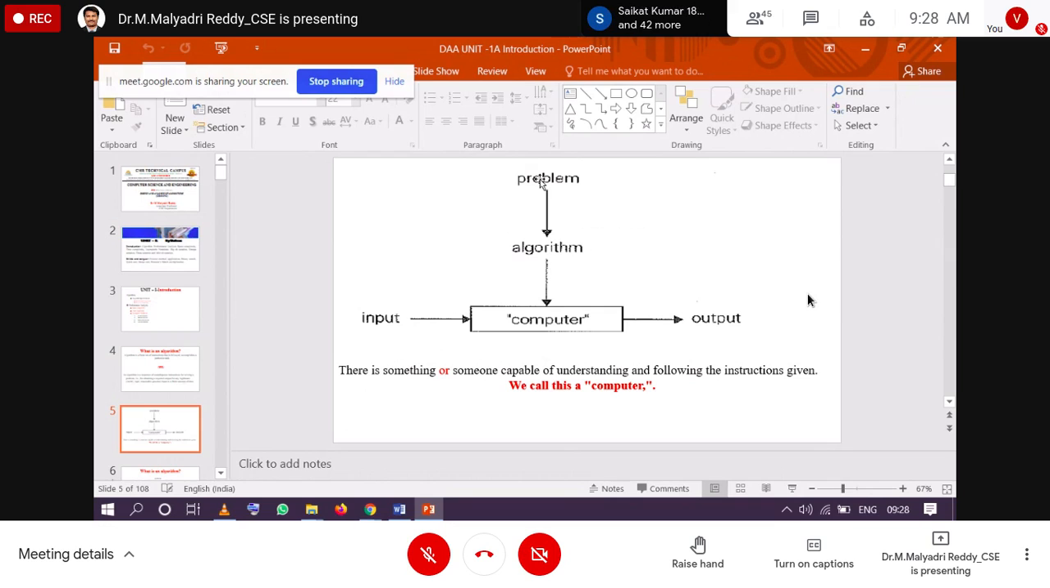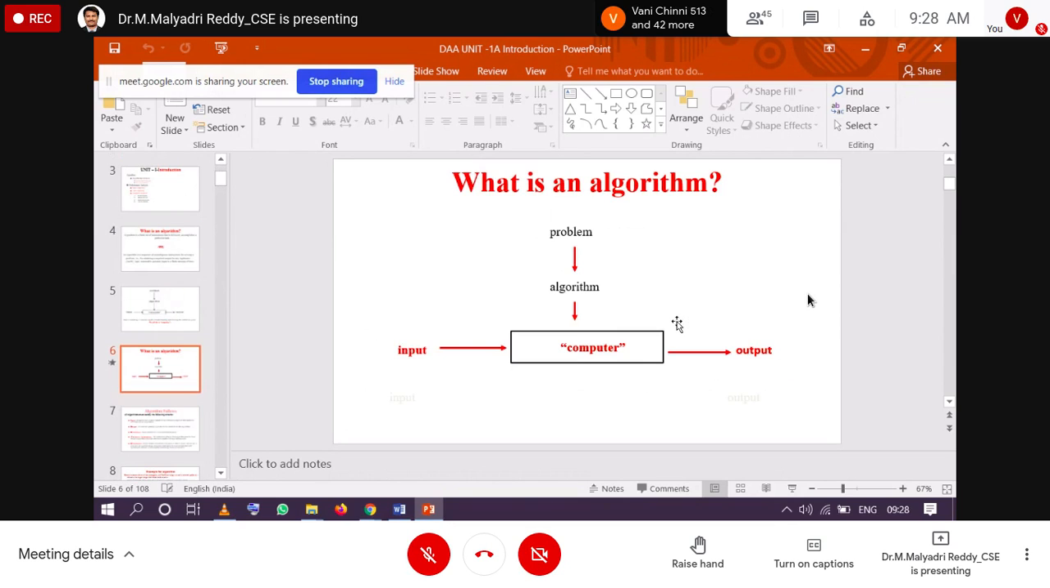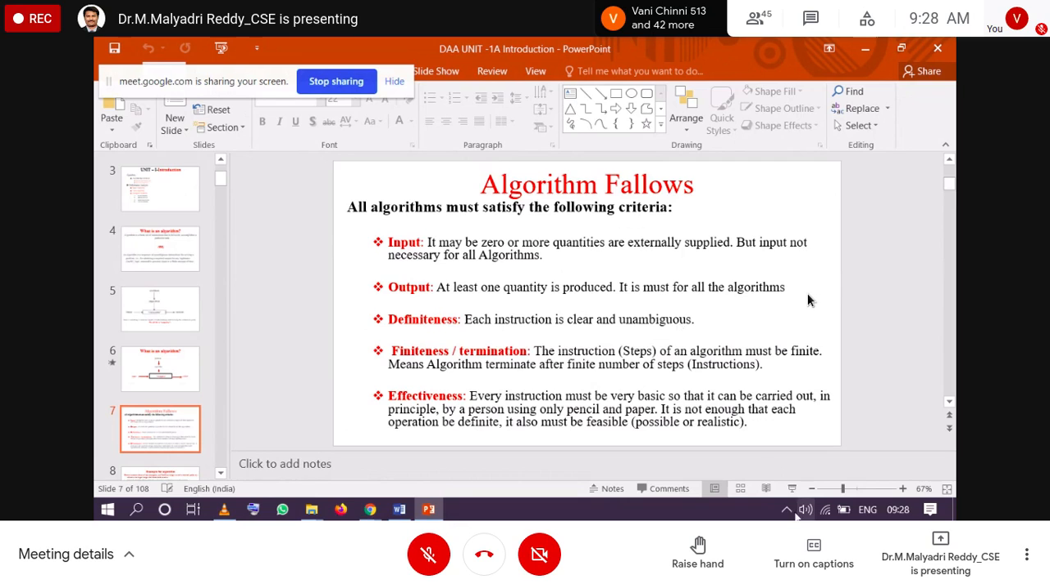So first we have to identify the problem. After that we have to develop the algorithm. After that it will be inserted into the computer. While executing that algorithm on the machine, we need to give some inputs. After completion, the machine produces one output. This is the process of sequential steps involved to complete the algorithm.